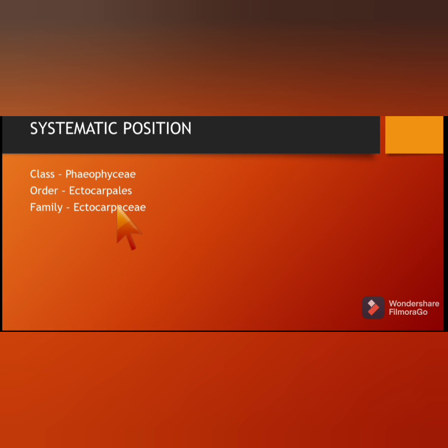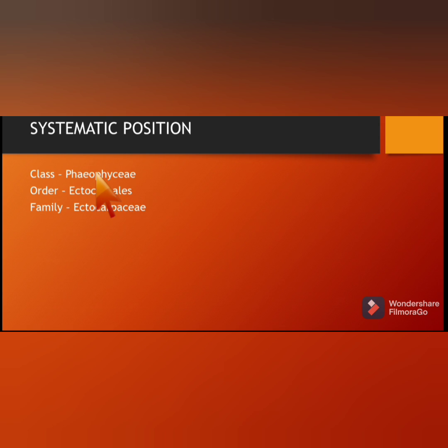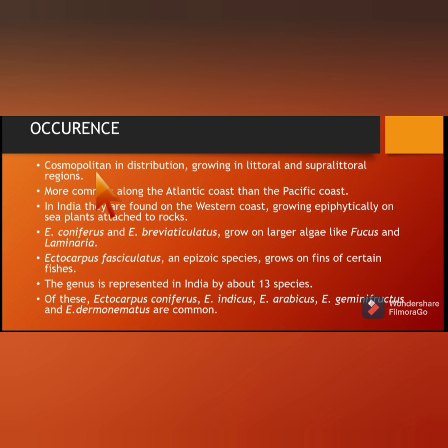Now, it belongs to the family Ectocarpaceae. The members of this family are characterized by simple heterotrichous thallus organization. And coming to the occurrence of these species, as you can see here, these species are cosmopolitan in distribution. That means they are distributed everywhere, all over the world, and also they are growing in the littoral as well as supralittoral regions.